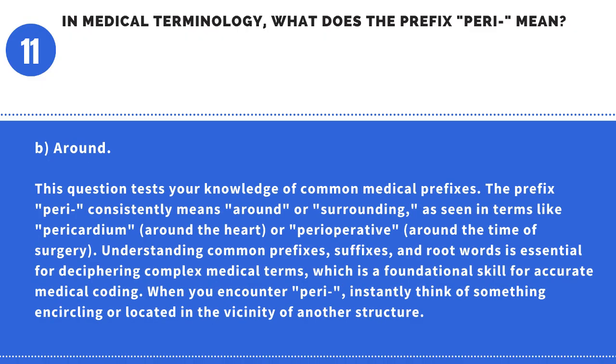Answer: B. Around. This question tests your knowledge of common medical prefixes. The prefix peri- consistently means around or surrounding, as seen in terms like pericardium, around the heart, or perioperative, around the time of surgery. Understanding common prefixes, suffixes, and root words is essential for deciphering complex medical terms, which is a foundational skill for accurate medical coding. When you encounter peri-, instantly think of something encircling or located in the vicinity of another structure.